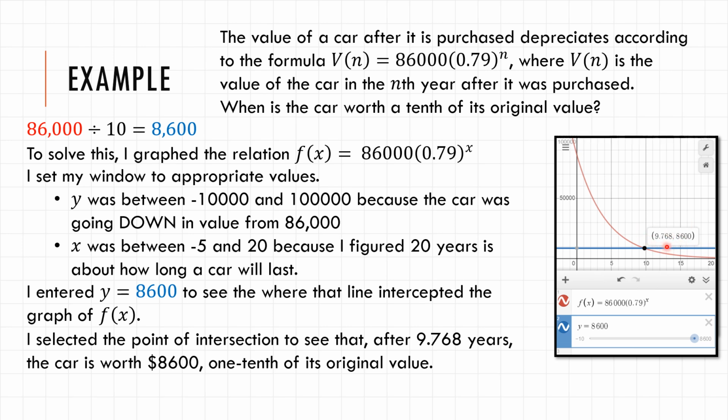And in this case, notice that on the horizontal axis, we're measuring n in years. So after 9.768 years, it looks like it's close to 10, but just a little bit before. But this is the exact value, or as close as the software can give it to me. At that point, after those many years, the y value of this curve is 8,600. That's how much the car is worth. And that's 1/10 of its original value of 86,000.